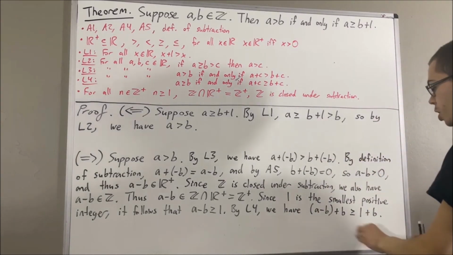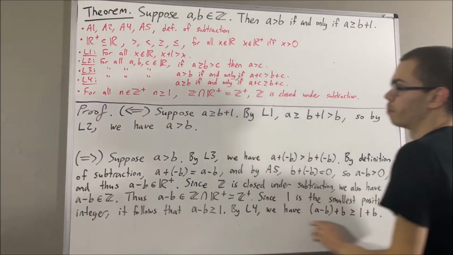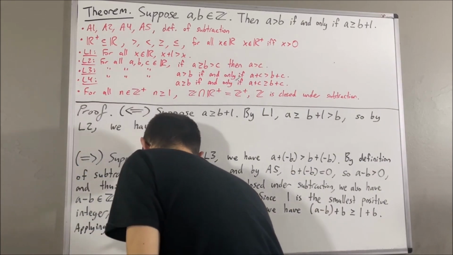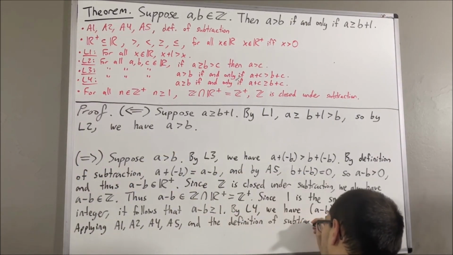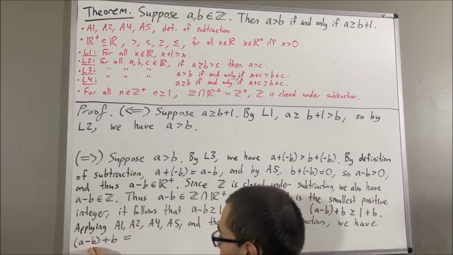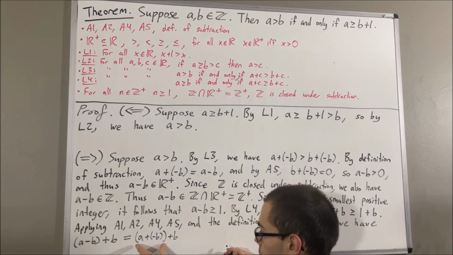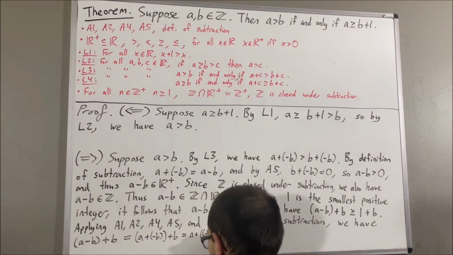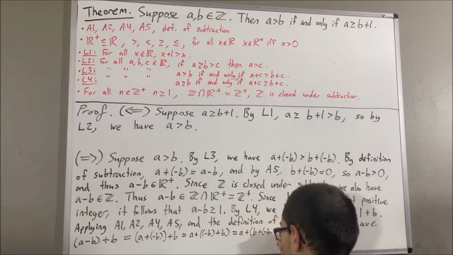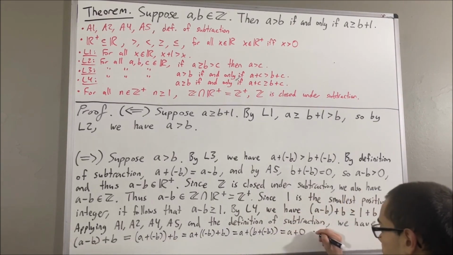But then we can show that this simplifies down to a, and this is just equal to b plus 1. And we could show that by applying axioms 1, 2, 4, and 5, and the definition of subtraction. So first, by definition of subtraction, a minus b is equal to a plus negative b. And then, by axiom 2, the associative law, we can move these parentheses around negative b plus b. And then by axiom 1, the commutative law, we can swap negative b and b. And then by axiom 5, b plus the negative b is equal to 0. And then by axiom 4, a plus 0 is equal to a.